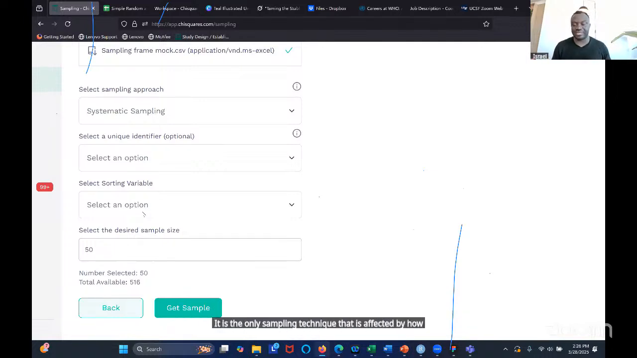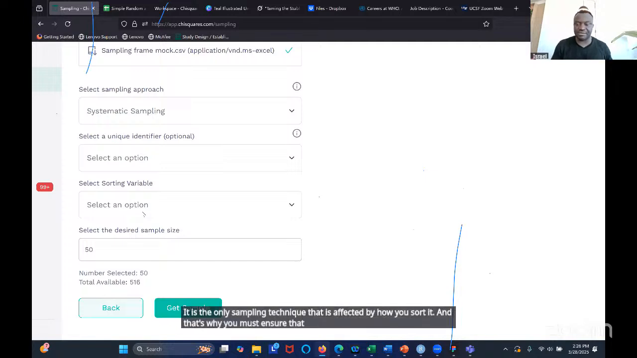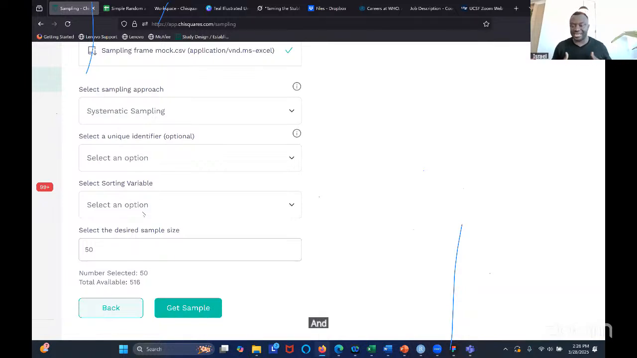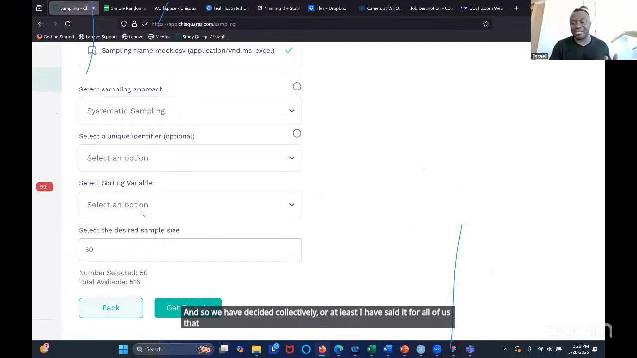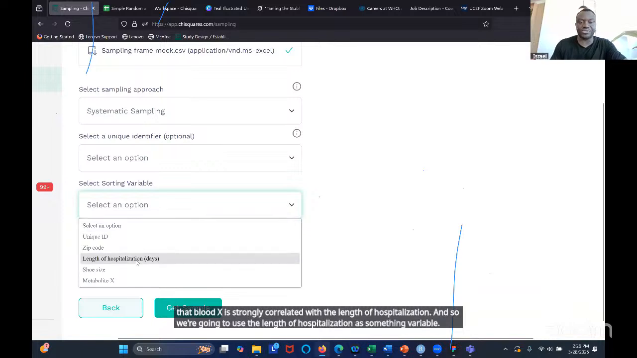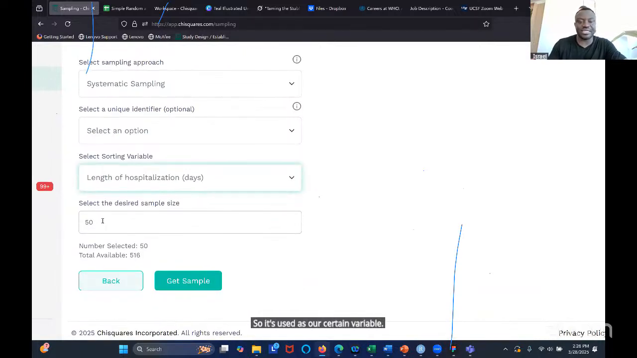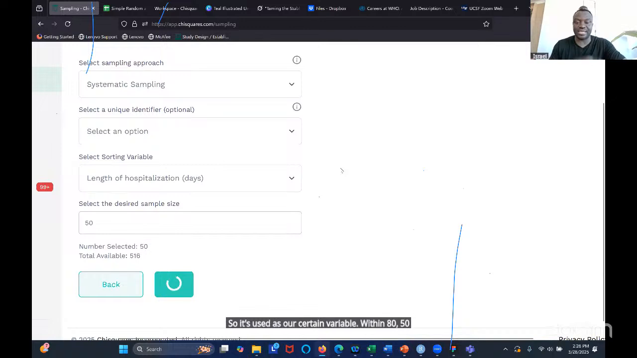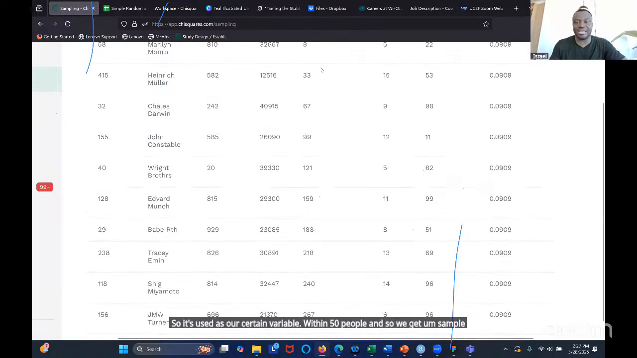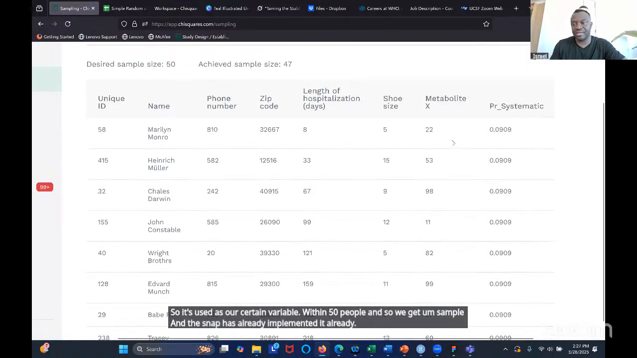And that's why you must ensure that what you're using to sort it is highly correlated with the outcome. In this case, our outcome is metabolite X. And so we have decided collectively, or at least I have decided for all of us, that metabolite X is strongly correlated with the length of hospitalization. And so we're going to use the length of hospitalization as our sorting variable. We still need 50 people. And so we get the sample, and the system has already implemented it.